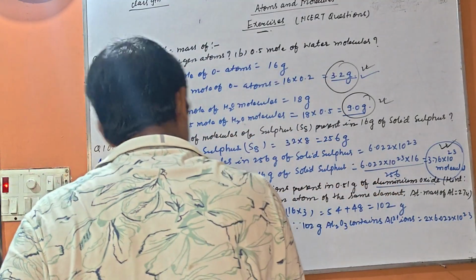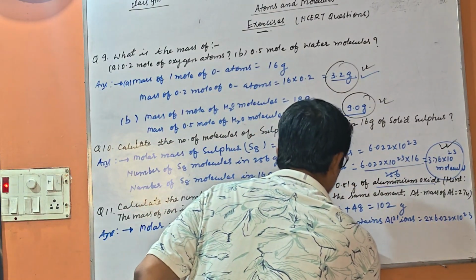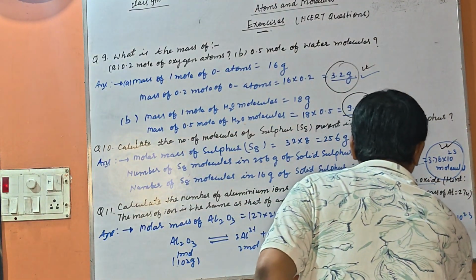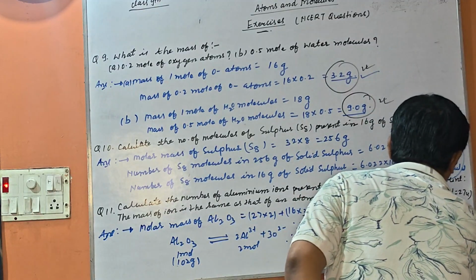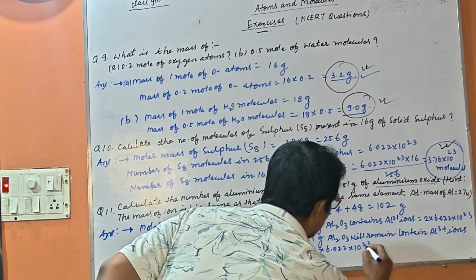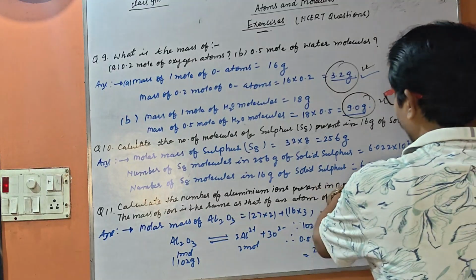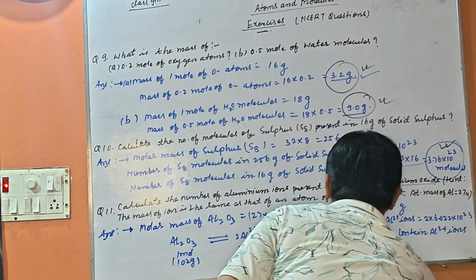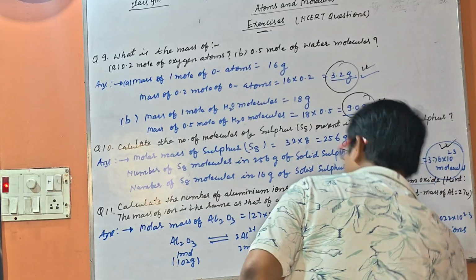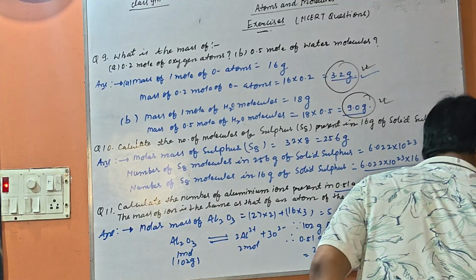Therefore 0.51 gram of Al2O3 will contain Al3+ ions equal to 2 into 6.022 into 10 to the power 23 into 0.51 by 102, because they are asking about 0.51 gram and 102 is the molecular mass of Al2O3. The answer is 6.022 into 10 to the power 20 Al3+ ions. So this is your answer.